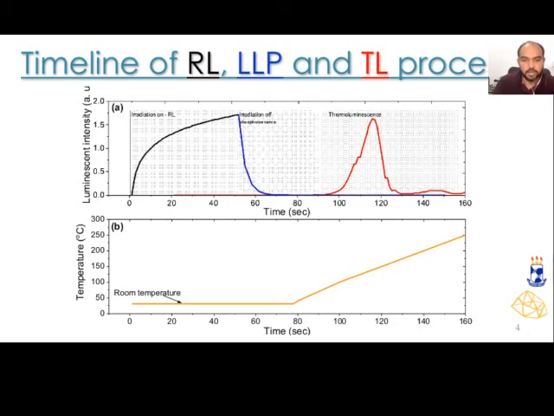Here is a timeline for some luminescent processes, such as radioluminescence, long-lasting emission, and thermoluminescence. Initially, when the material is submitted to radiation, we can observe in many cases that the luminescence intensity increases at the initial instant due to the trapping process of electrons and holes at traps. When traps are full, the intensity remains constant.